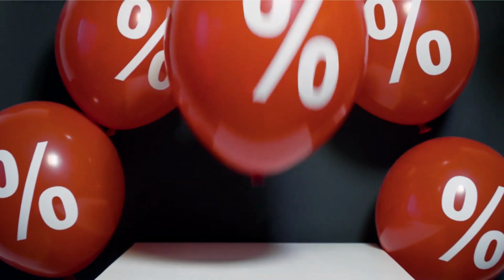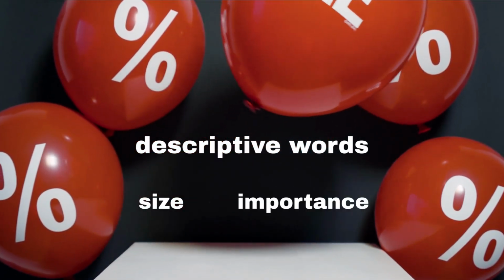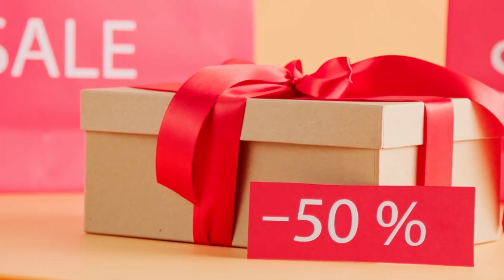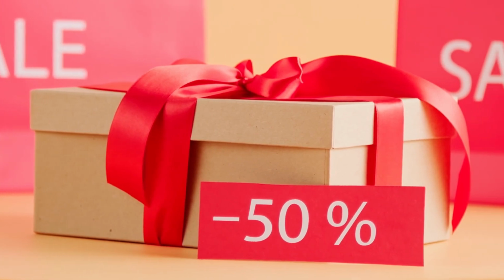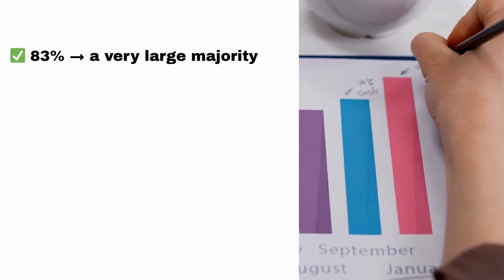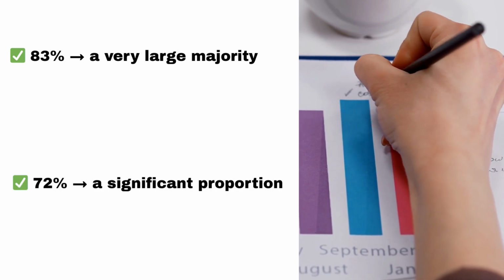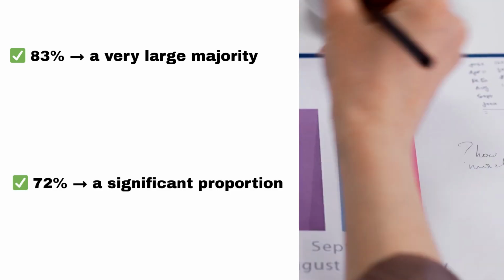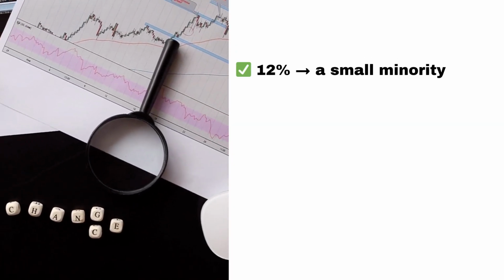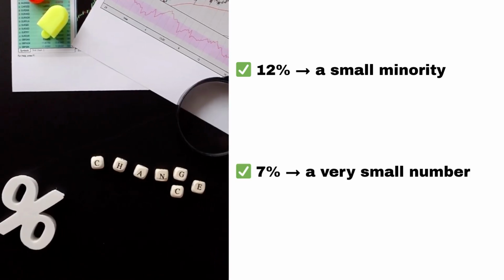Another great way to describe percentages is to use descriptive words that express the size or importance of the number. Here are a few examples of how to replace raw percentages with more natural and academic expressions. For example, instead of 83%, you can say a very large majority. 72% can be replaced by a significant proportion. 12% would be a small minority, and 7% can be replaced by a very small number.